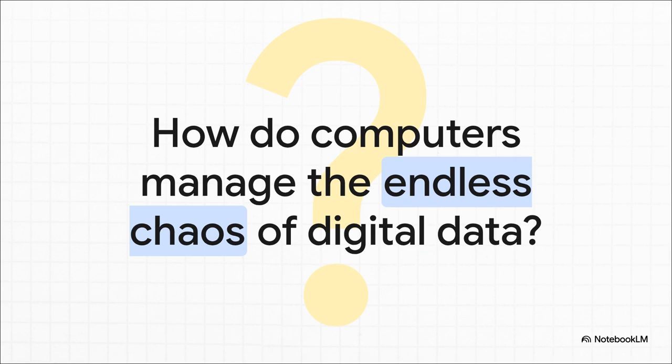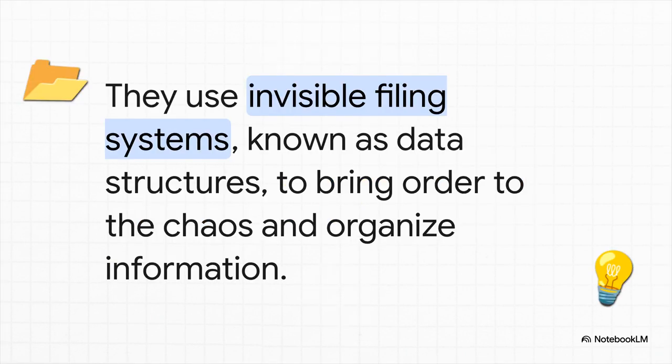Think about it. Every single photo you take, every text you send, every file you save, it's all just a massive pile of digital information. How in the world does a computer keep all of that from turning into just total chaos? Well, the answer, and thankfully there is one, isn't magic.